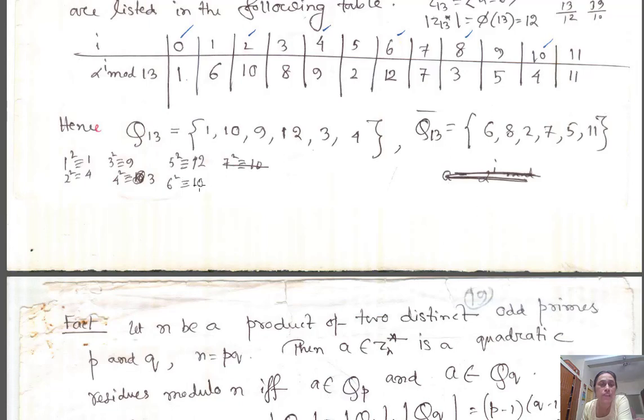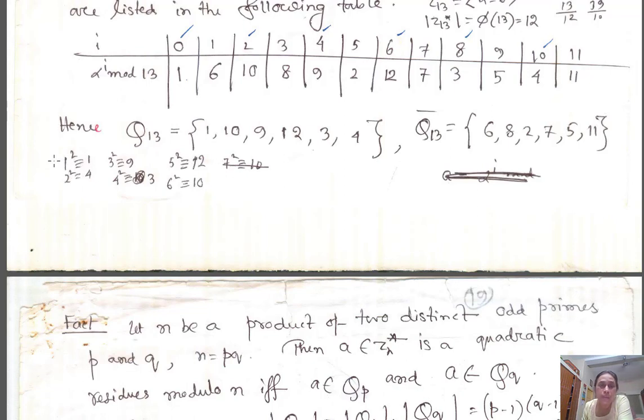6 square modulo 13 is 10. Then 7 square modulo 13 gives you this one, 8 square gives you this one. Because 7 square you can write as (13 minus 6) whole square, and modulo 13 it becomes minus 6 whole square, that means 6 square. So 7 square gives you this value, 8 square, 9 square, 10 square, 11 square give the same values, and 12 square gives you the first one.